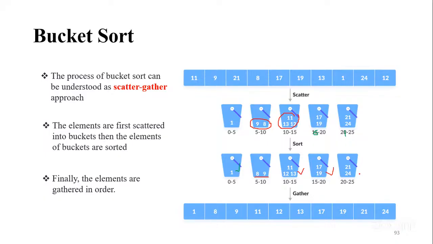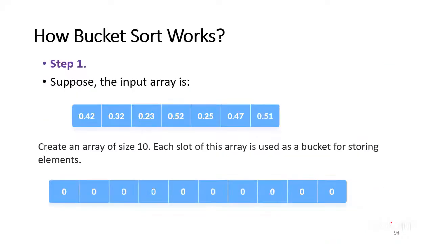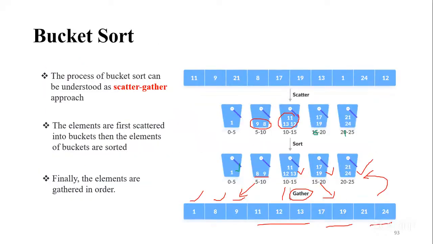This is also the same: 17, 19, 21, 24, after sorting. And finally, the elements from each and every bucket will be gathered in the same order. 1 from bucket 1, 8, 9 from the second bucket, 11, 12, 13 from the third bucket, 17, 19 from the fourth bucket, 21, 24 from the fifth bucket. Now you observe all the elements are sorted. This is bucket sort. Clear? This is one more example, but you can go for any one example, that is enough.